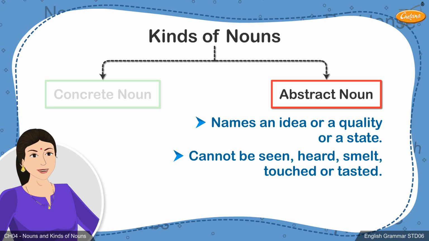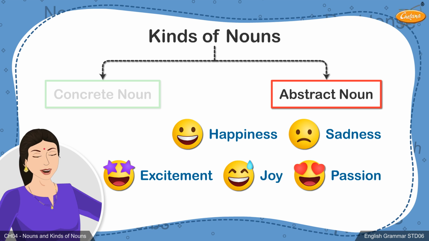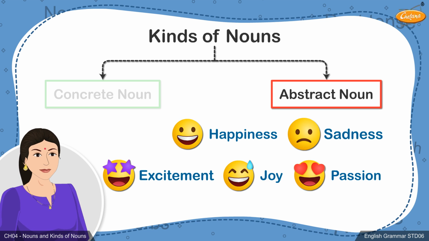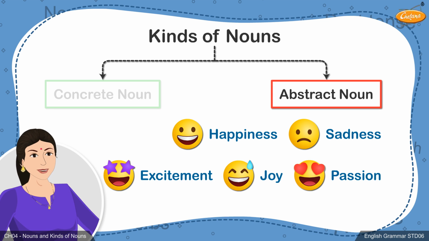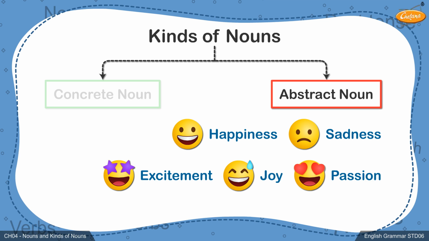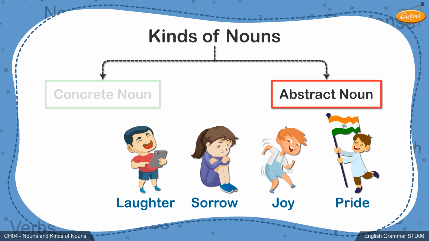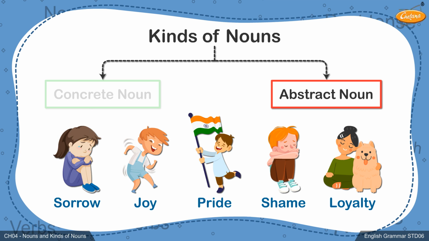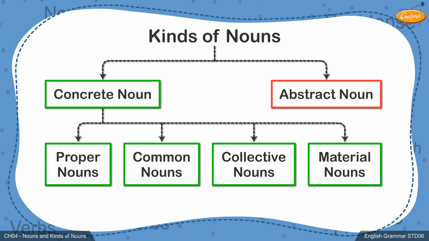We feel a range of emotions like happiness, sadness, excitement, joy, passion, etc. All of these emotions that you cannot touch or see can definitely be felt, hence they are abstract nouns. For example, laughter, sorrow, joy, pride, shame, loyalty, health, etc. Now that you have understood all the kinds of nouns, you can attempt the related exercises given.